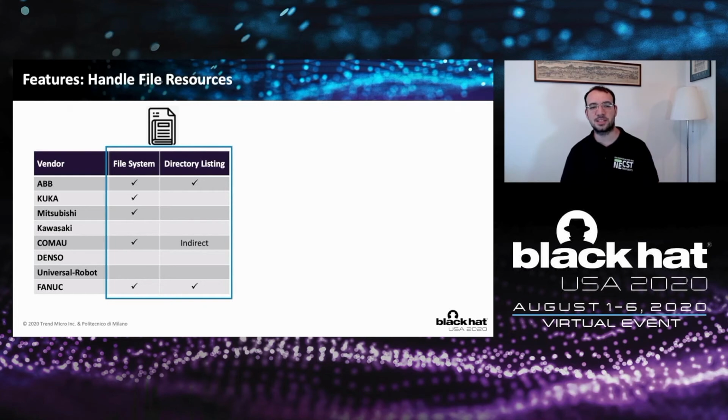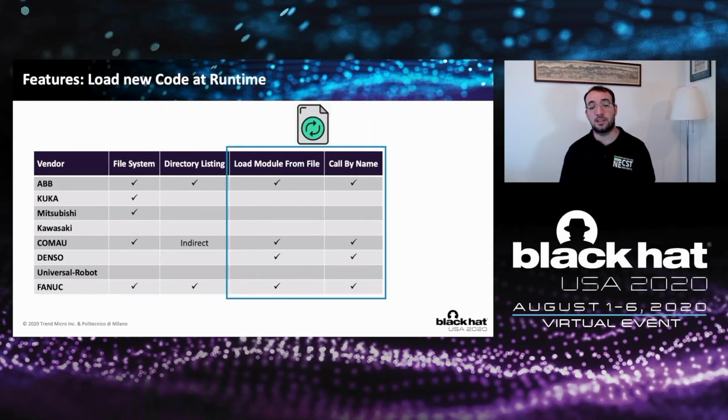The more advanced file systems have also the capability of performing directory listing because they are hierarchical, not just a flat list of files. More surprisingly, we found that in 4 cases, it was possible to load new code at runtime. So the language is exposing primitives to load a code module from a file, and to dynamically resolve a function name at runtime and call the function with that name.